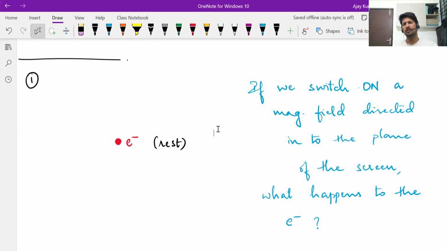Any answer? What do you think will happen? Will the electron move or not? Sir, I think it'll move. What makes it move? Sir, the induced electric field. Induced electric field, correct. See, if we switch on a magnetic field, that means a zero magnetic field is becoming non-zero. Means we are changing the magnetic field that will produce an electric field. And if there's an electric field, it will exert a force on the electron and it will start moving.